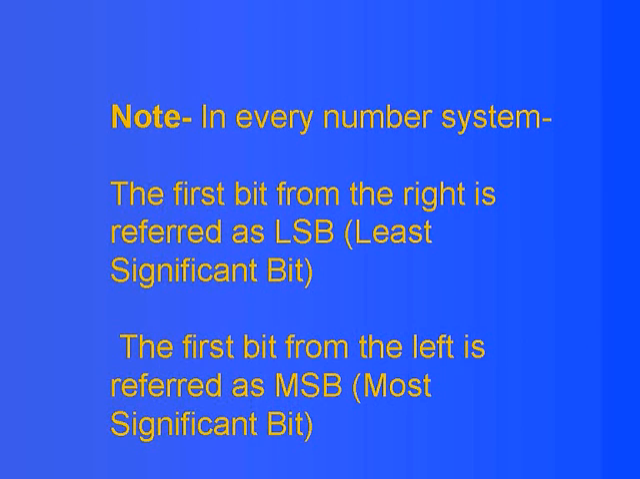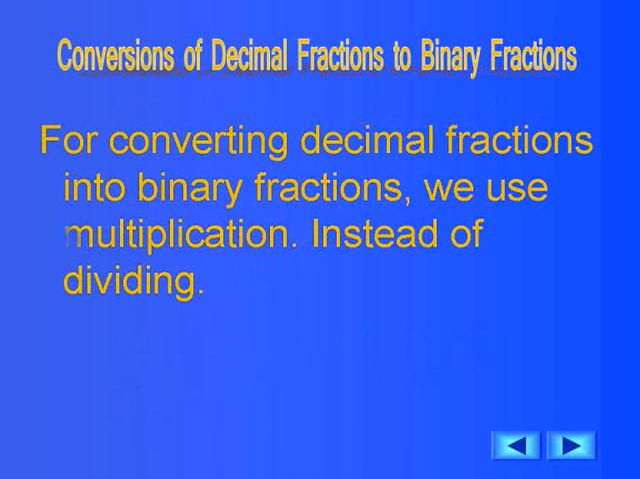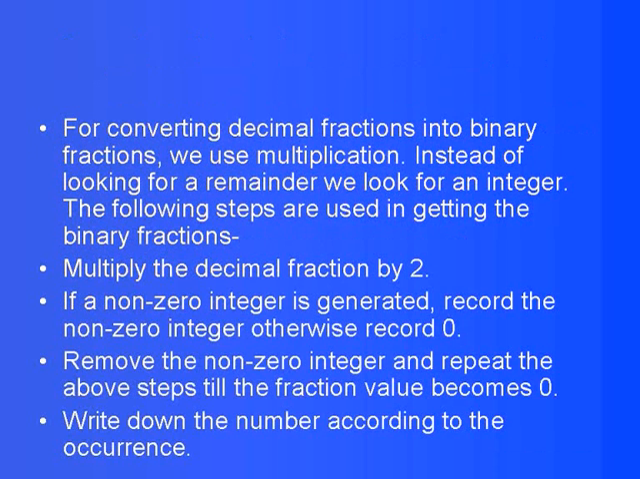The first bit from the left is referred to as the most significant bit. Conversion of decimal fractions to binary fractions. For converting decimal fractions into binary fractions, we use multiplication. Instead of looking for a remainder, we look for an integer. The following steps are used in getting the binary fractions.